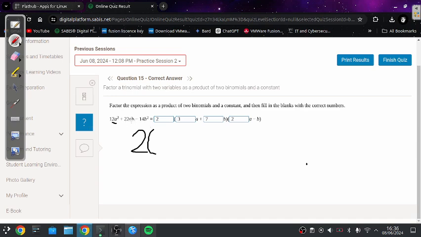So now divide 12 by 2, you get 6a squared plus 11ab minus 14b squared. This would be 7b squared.